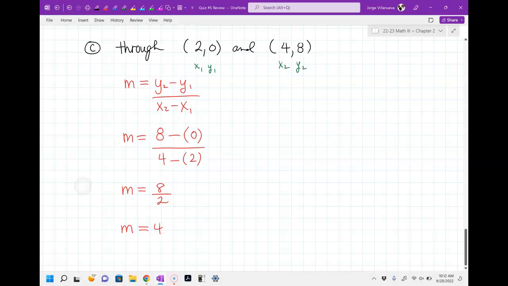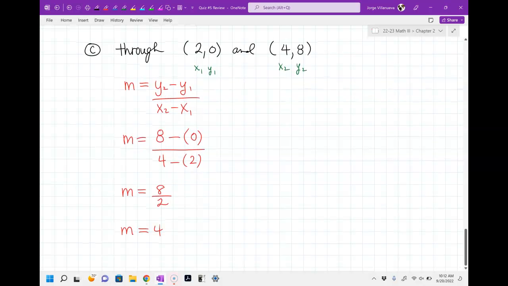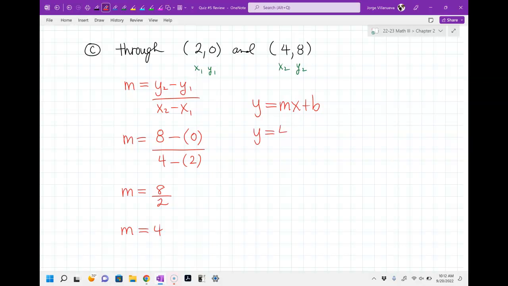Now that I know my slope, let's do what I did in part B. Y equals mx plus b. M is 4, so 4x plus b. I still need my b value. But I'm going to do the same thing I did in the other problem. I'm going to pick a point, though, this time. Which one looks easier to you guys? 4, 8 or 2, 0? 2, 0. 0 is the best to pick all the time whenever you've got a 0. So we'll try 2, 0.